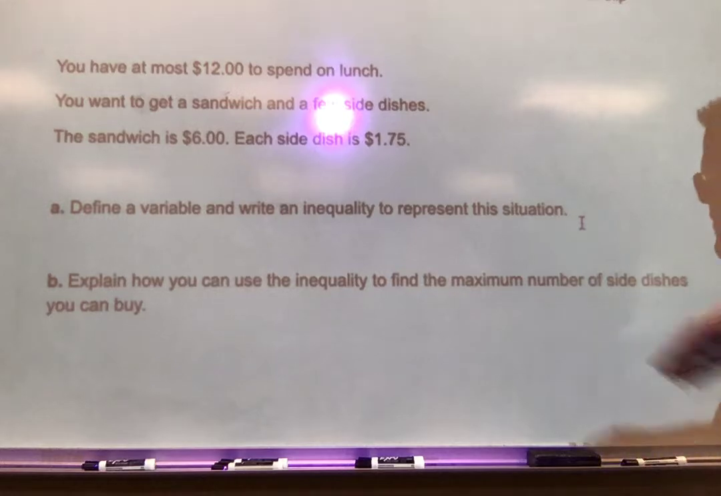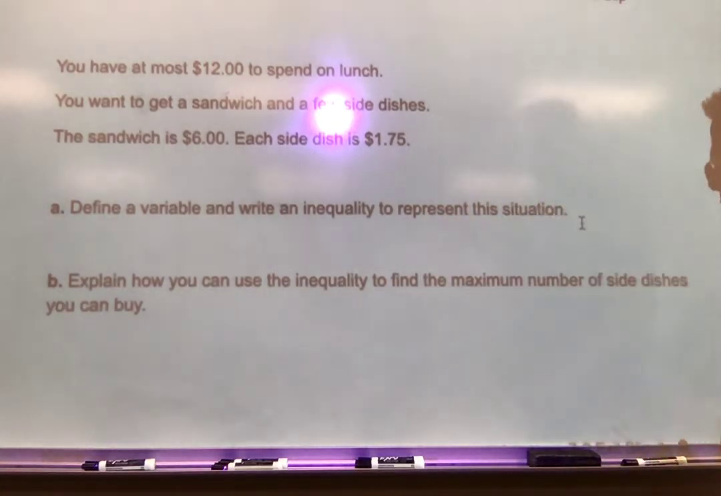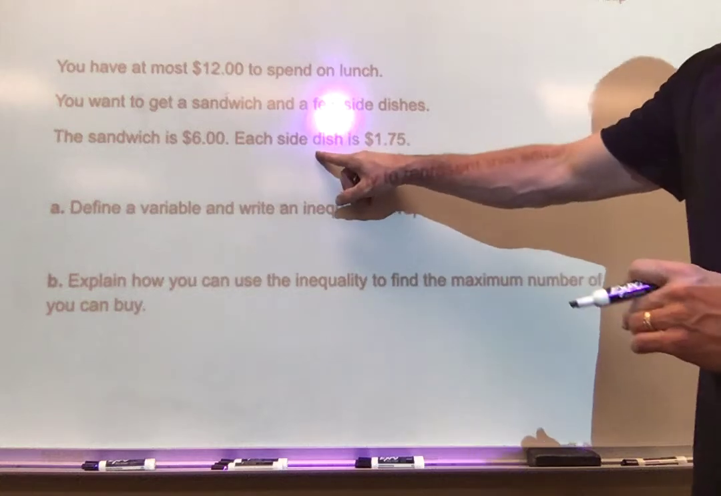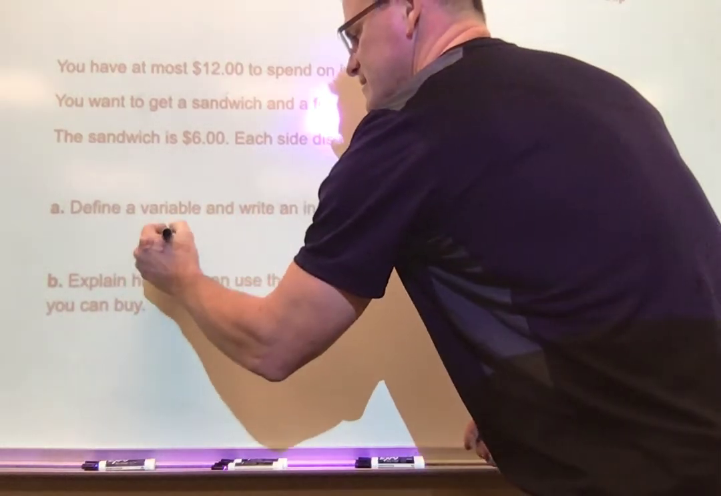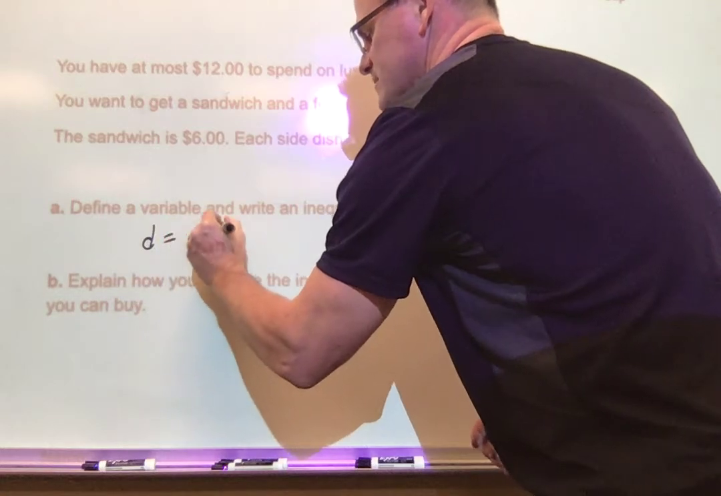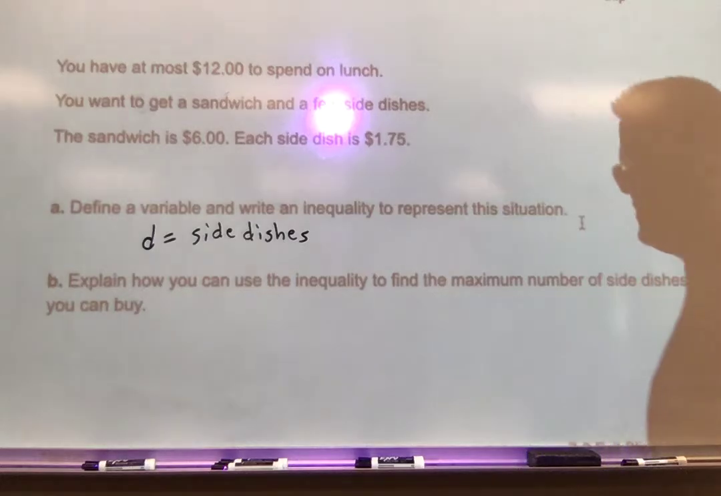Okay, so I need to define a variable and write an inequality that'll represent this situation. A variable is what's missing and what we don't know, and we're trying to find how many side dishes he can afford. So I'm going to call it D for side dishes. That's what we're trying to find out, how many we can afford for side dishes.